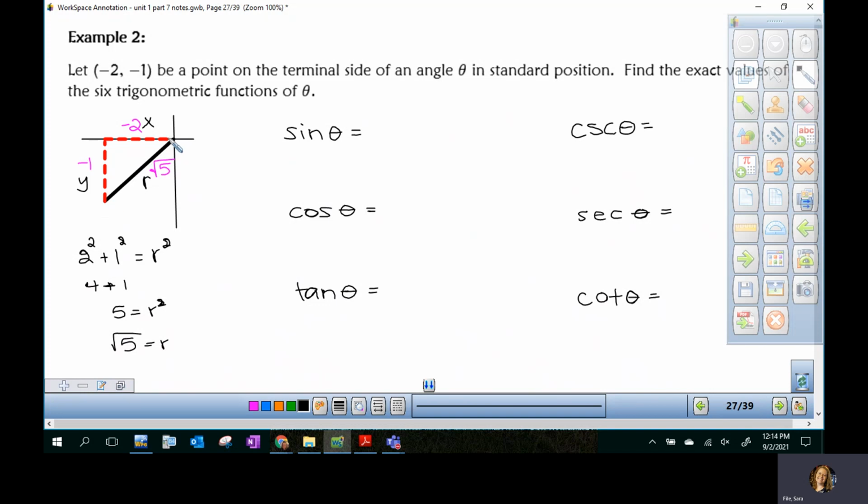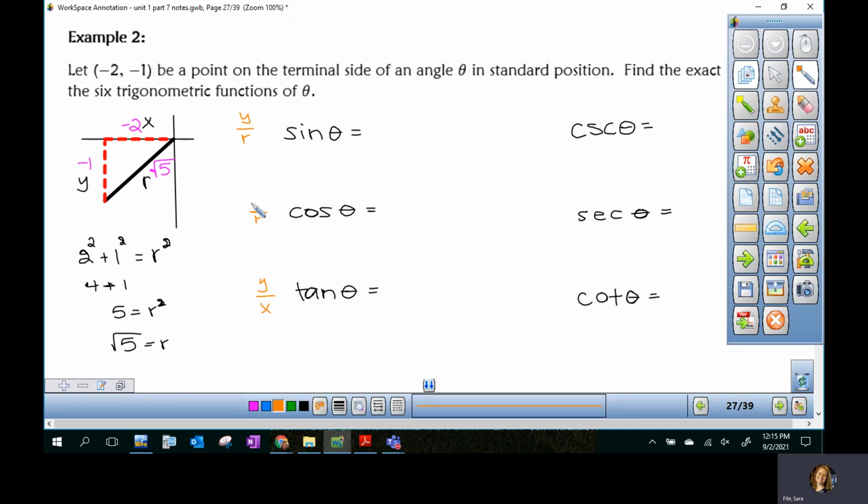I need to find r. So my Pythagorean theorem here: 2 squared plus 1 squared is r squared. That comes out to 5. I have to take the square root, so I have square root of 5, and I leave it as the radical. We're not giving decimals here. Okay, so now I'm ready to give my ratios. Again, if you want to jot them down, sine is y over r, cosine is x over r, and tangent is y over x.